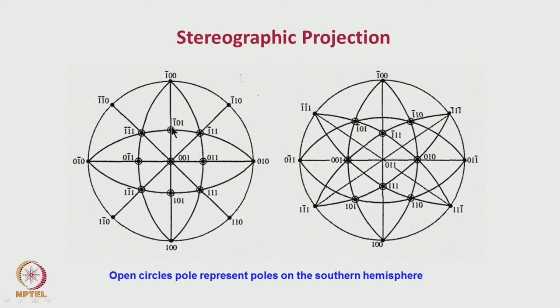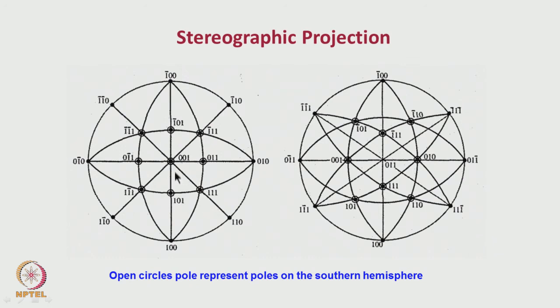And here, you can see the two circles, the filled circles. They correspond to the poles lying on the top hemisphere. If you wanted to project the poles lying on the bottom hemisphere, then all those poles will be marked with an open circle. That is essentially what is being shown here.